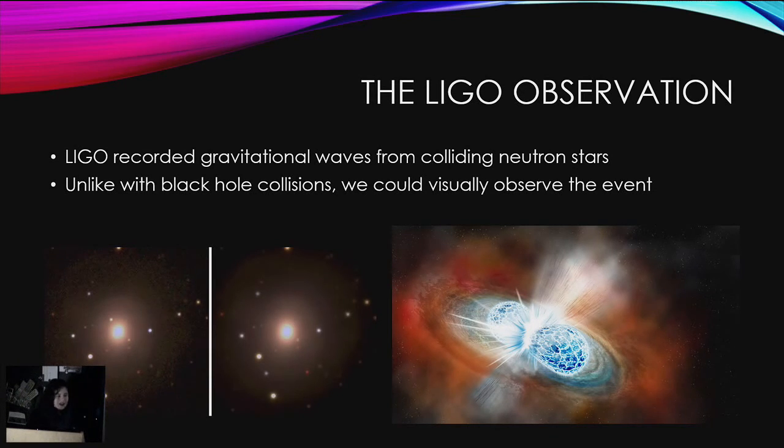So, not only was this cool because we could see it, but it also answered a lot of questions about formation of elements. So, elements like gold and silver, heavy metals, uranium, they take a lot of energy to form. Our sun can only make elements as big as carbon or oxygen, and those are tiny compared to gold. Does anyone know what gold's atomic number is?